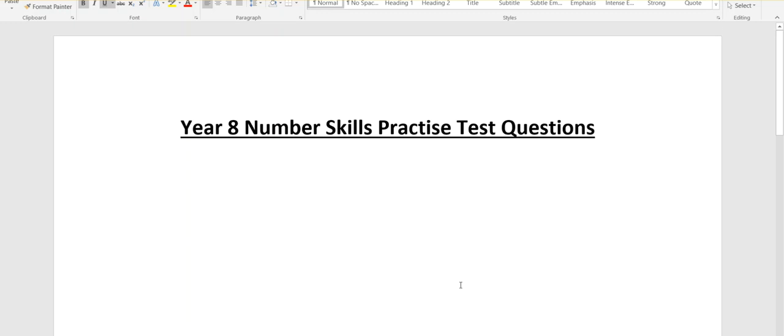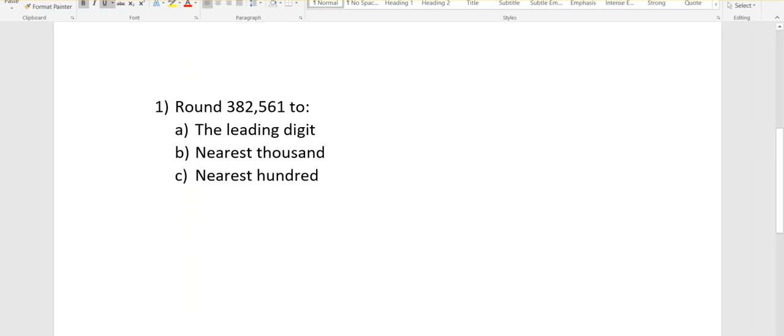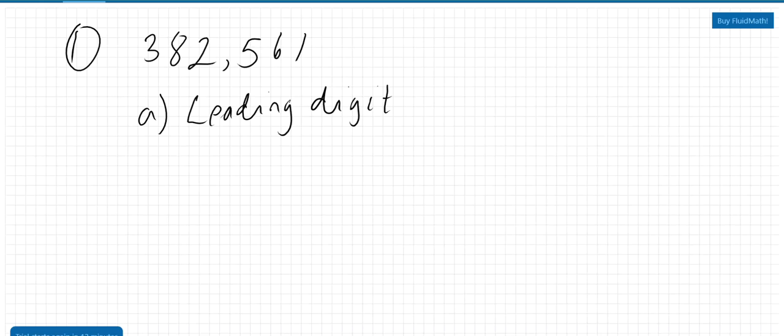Hi, this session is on practice test questions and our topic is on number skills. Our first question asks us to round off the following number to the leading digit, then the nearest thousand and nearest hundred. So let's do this one first. And I forgot to mention, please have a go first before you check the answers.